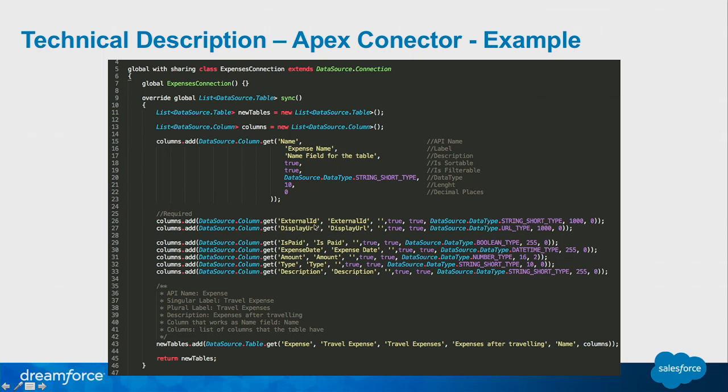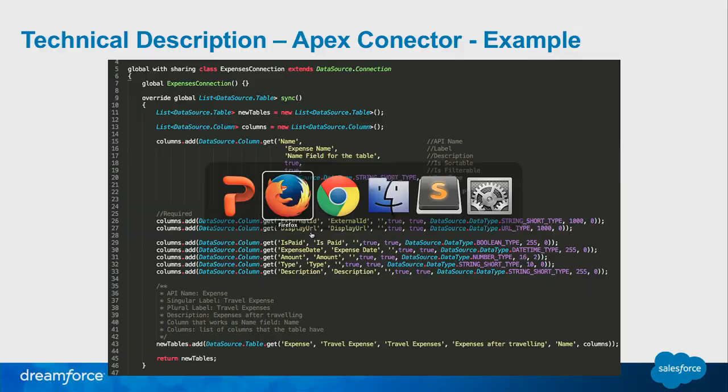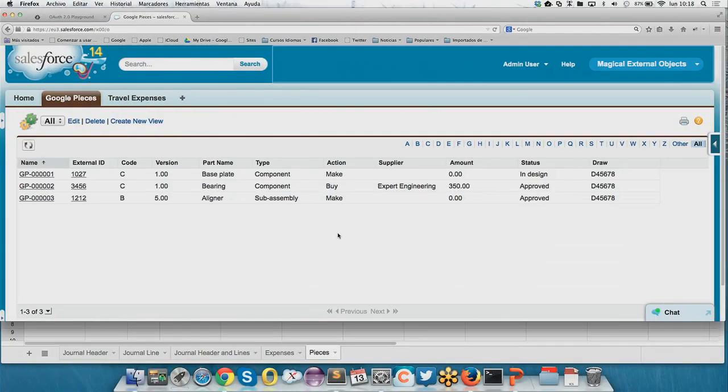After that, we have two other columns, two other fields. ExternalId and DisplayUrl are required, and external ID will help us to keep the uniqueness. After that, we have the display URL. This is a link that will allow us to see in XML format the information that we have in our external data source. Let me move to an org, and I will show you better.